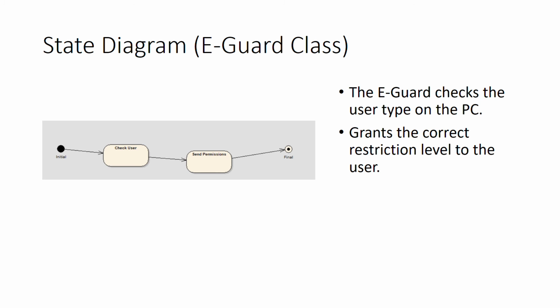eGuard. The eGuard checks the user type on the PC and grants the correct restriction level to the user, so then they can start using the internet. That is all of my diagram.